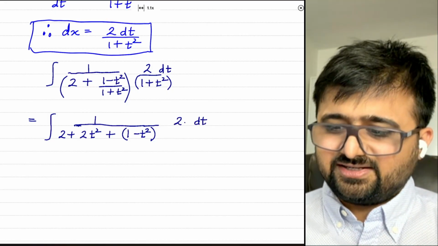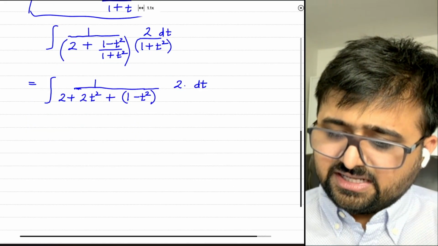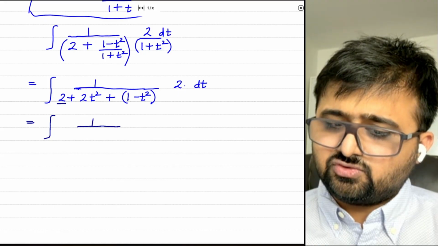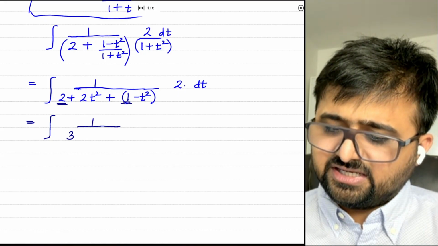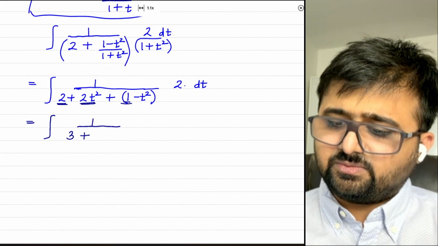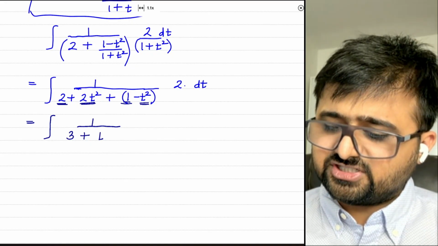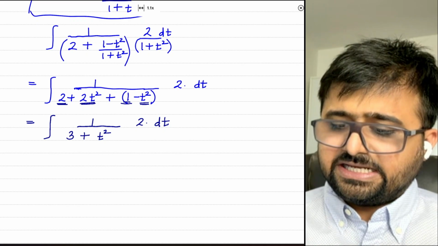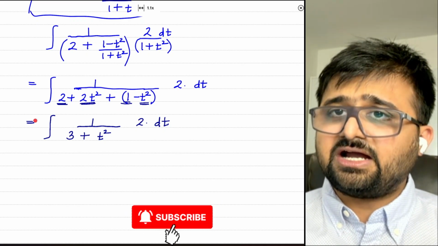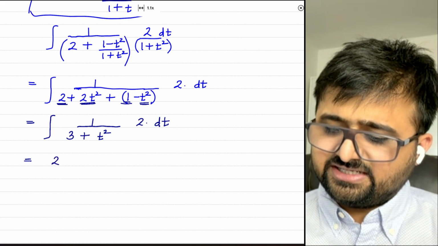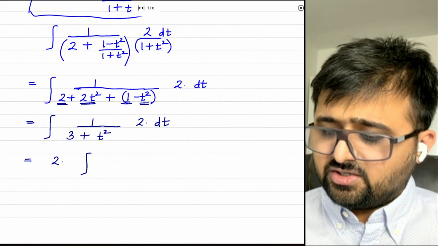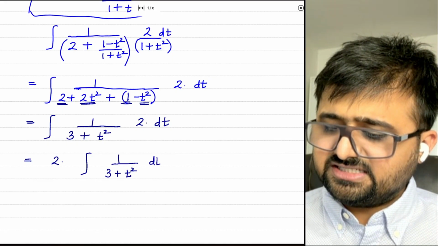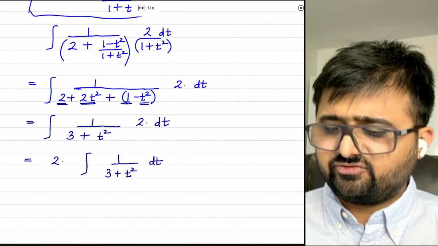Such a beautiful integral and so easy to integrate now. Now you can just write this as the integral of 1 upon, 2 plus 1 is going to become 3, plus 2t square minus 1t square is going to just become 1t square. Okay, and this 2 dt. Now this 2 is a constant value, and can be taken out of the integral. So that integral is essentially going to become 1 upon 3 plus t square dt. I hope that makes sense so far.